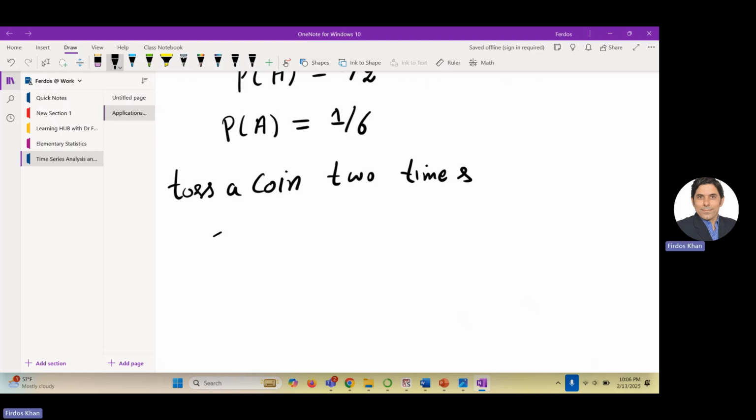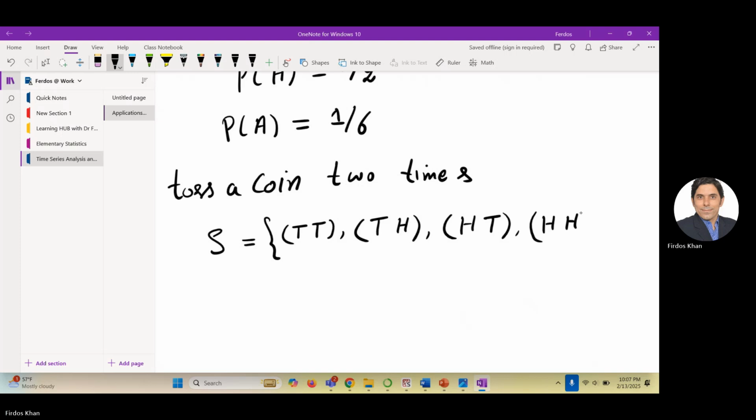So that means the sample space, which we denote by S, can be written like this, along with the outcomes. On the first coin there can be tail, and on the second coin there can be tail. This is one potential outcome. Another outcome can be the first coin is tail and the second is head. Another can be the first is head and the second is tail. And the last outcome can be that both are head.